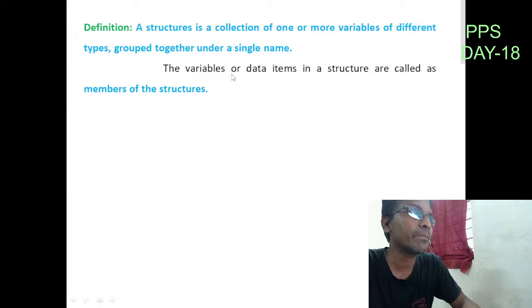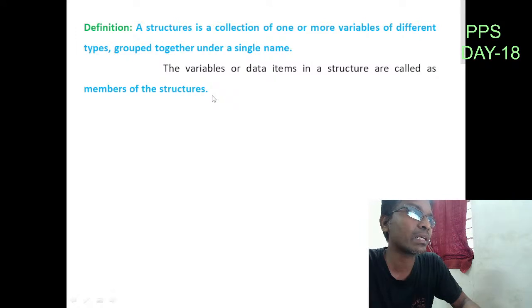And similarly, the variables or data items in the structure are called the members of the structure. So what are the variables or data items which are used in the structure? Those variables or data items are called the members of the structure. Whereas in an array, what are the data items or variables you are using inside the array? Those items or variables are called the elements of the array.